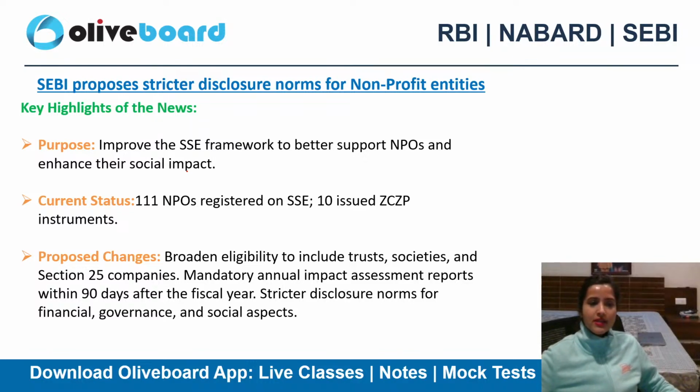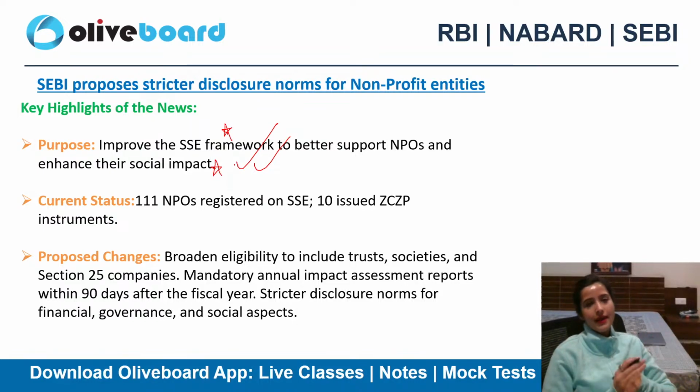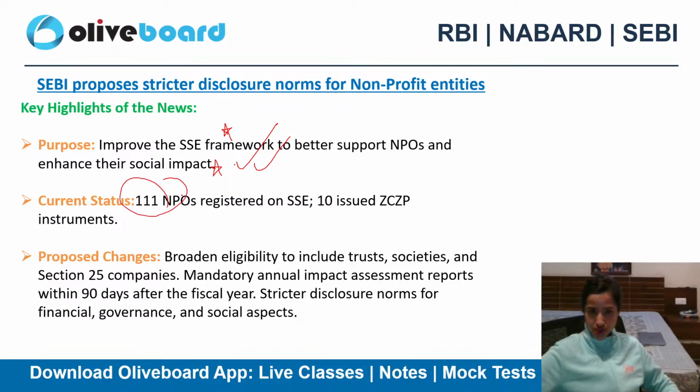Now let's understand the key highlights of the news. So what are they talking about? What is the news about? To improve the social stock exchange framework to better support the NPOs and enhance their social impact. So they are basically talking about improving the entire framework. What is the current status? I told you this is also important. 111 NPOs registered till now, and out of that 10 have issued zero coupon, zero principal instruments.